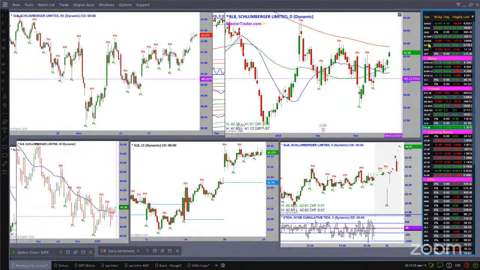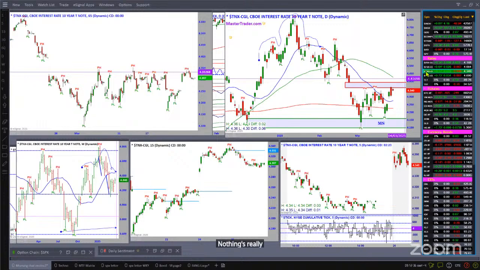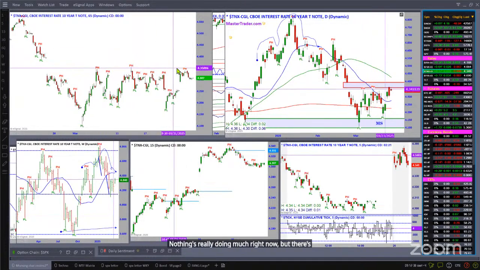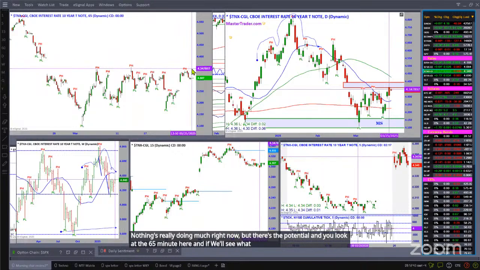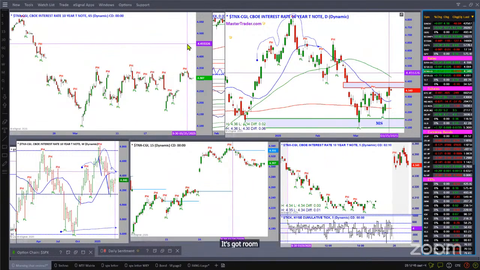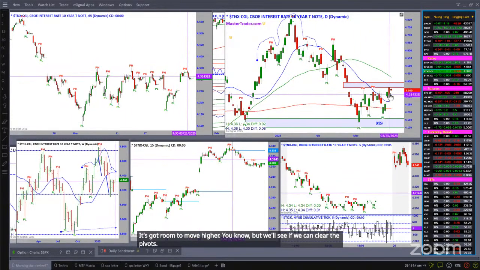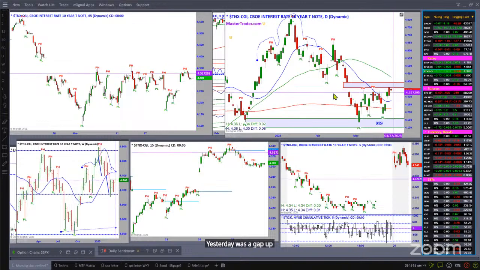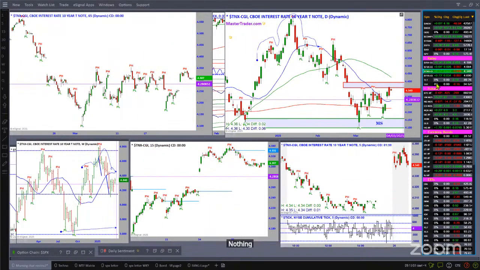Interest rates aren't doing much. Nothing's really doing much right now, but there's the potential. And you look at the 65-minute here, and we'll see what happens tomorrow and the next day. If it can clear these pivots, it's got room to move higher, but we'll see if it can clear the pivots. Yesterday was a gap up and sell off, but overall, just nothing going on there.